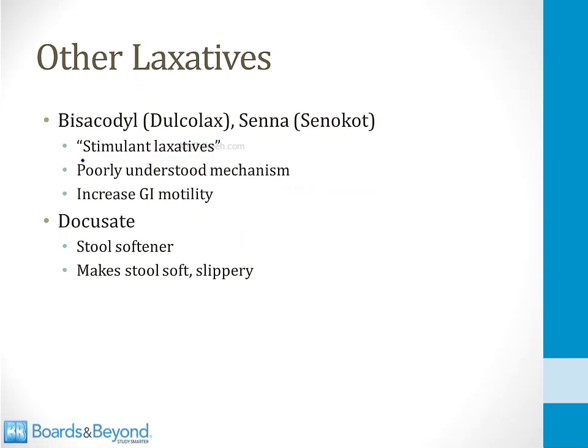Some other milder laxatives which you will use routinely among elderly patients with mild constipation include bisacodyl and senna. Bisacodyl is sold by the trade name Dulcolax, and senna is called Senokot. These are called stimulant laxatives. Their mechanism is poorly understood, but they both result in increased GI motility and can be used for mild constipation.